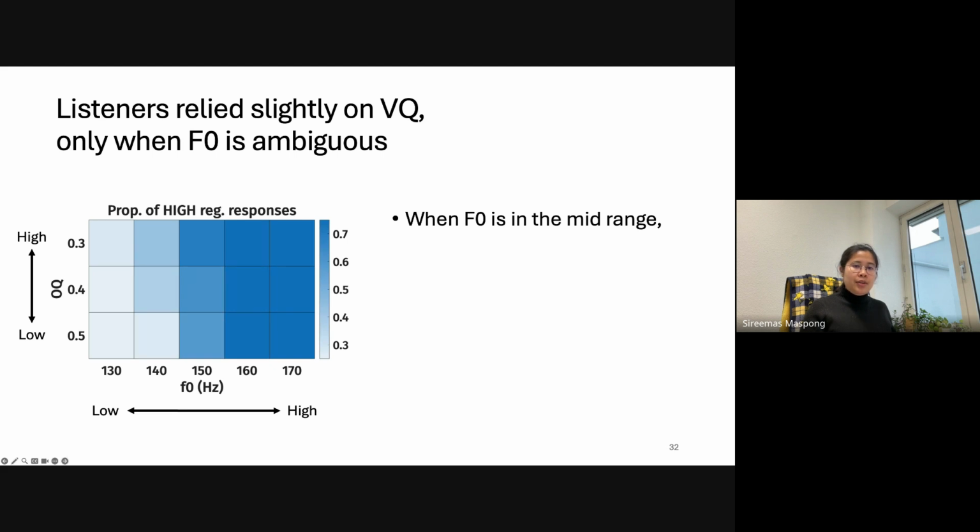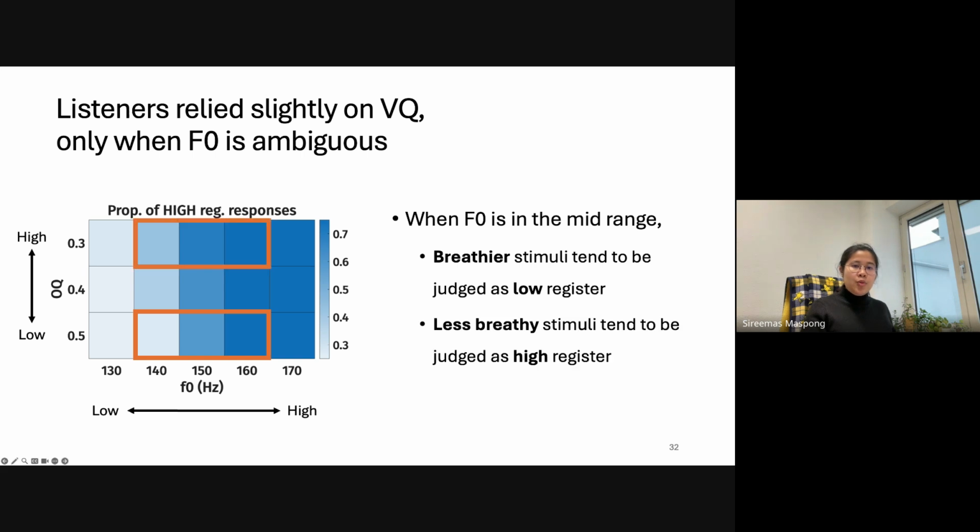So what we want to point out here is that when F0 is in the mid-range, which is in these 3 columns here, breathier stimuli tends to be judged as low register. So the color that is representing each cell here, if it's more white, it means that it tends more to be a low register. And if it's darker, it means it tends to be judged as high register. So you can see that when it is in the mid-range, breathier stimuli tend to be low register, so it's lighter in terms of color, compared to when it is a less breathy stimulus.